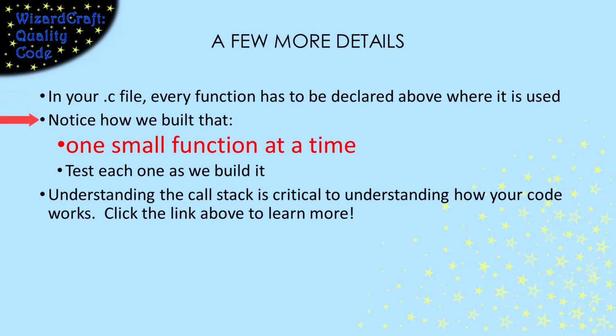We used structure charts and top-down design to plan what we wanted to build, and then we built and tested functions one at a time. That helped us build code in little pieces, which made it much easier to debug than writing all of the code and then trying to make it work. Finally, understanding how the call stack works is really critical to understanding how your code works. Click the link at the top of the screen if you'd like to see a video that goes into that in more detail.